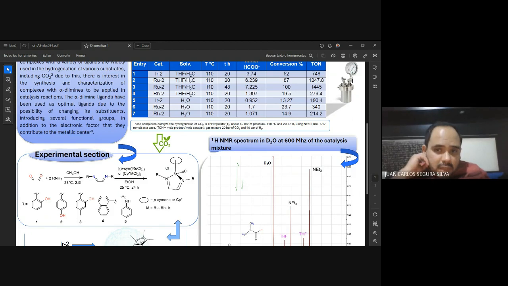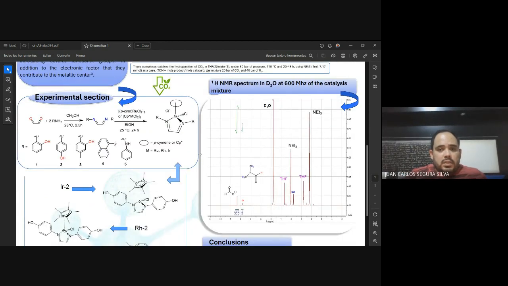The reaction is carried out having the dimer with the three different metals: ruthenium, rhodium, and iridium. These are reacted in ethanol to obtain the complex with the metal. Once the complexes with the metal have been obtained, which can be seen in the lower part, they are named iridium 2, ruthenium 2, and rhodium 2. In this way, we can presume to a certain extent that the catalysis can be favorable for the formation of formic acid, in this case with the base.